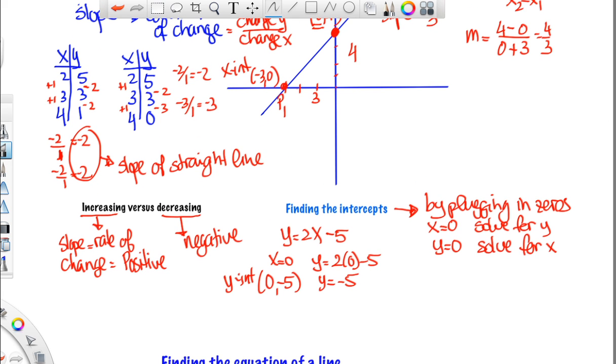If I want to find the x-intercept, then you use y as 0. So 0 is 2x minus 5. You move the 5 onto this side. So then you get x equals 5 over 2. So (5 over 2, 0) is a point on the line, and that would be the x-intercept.